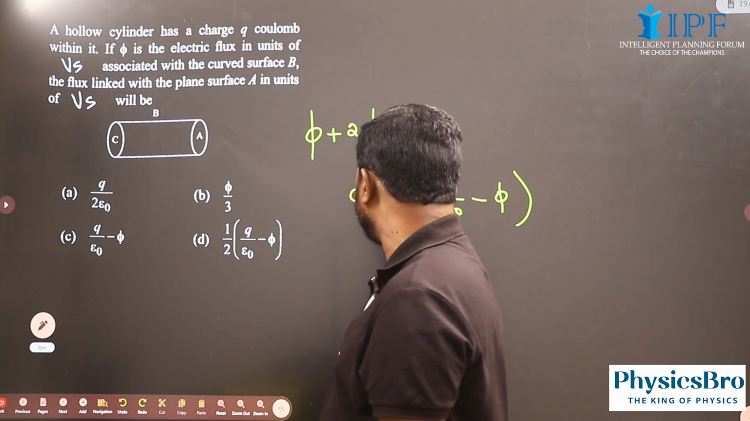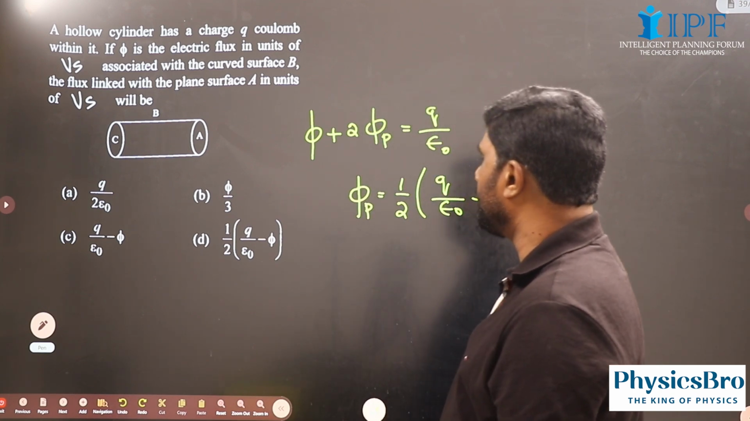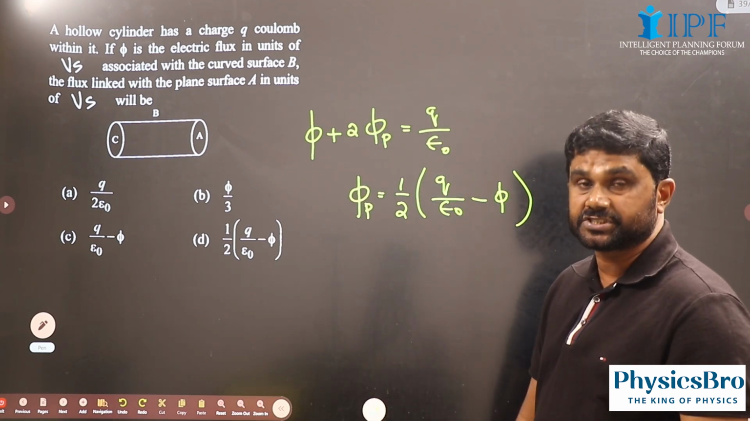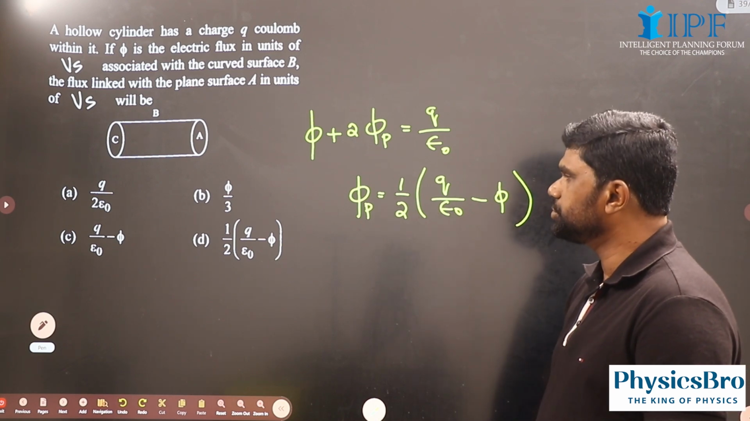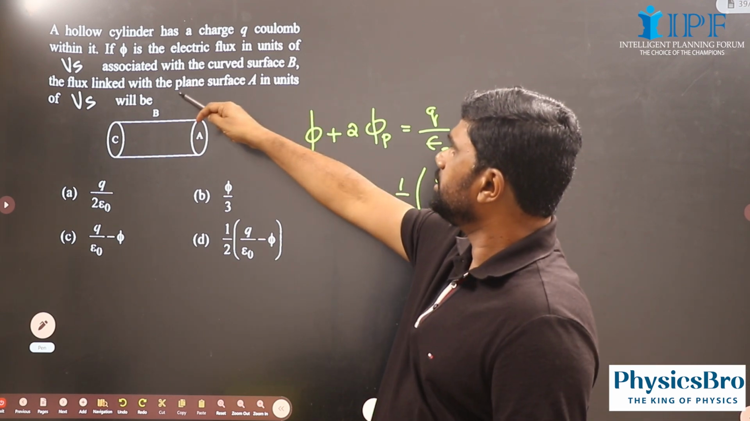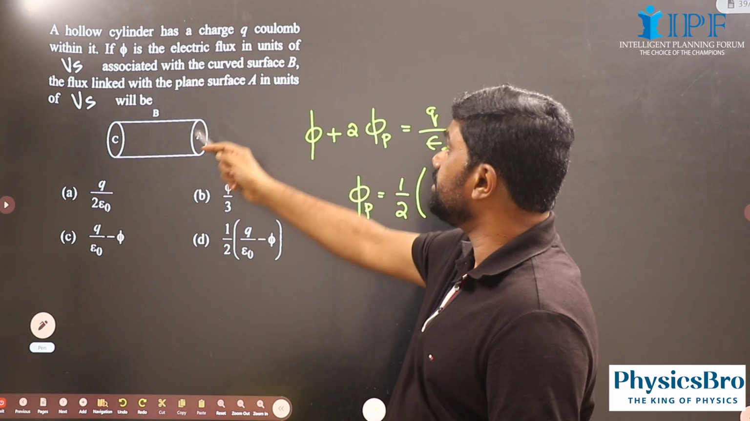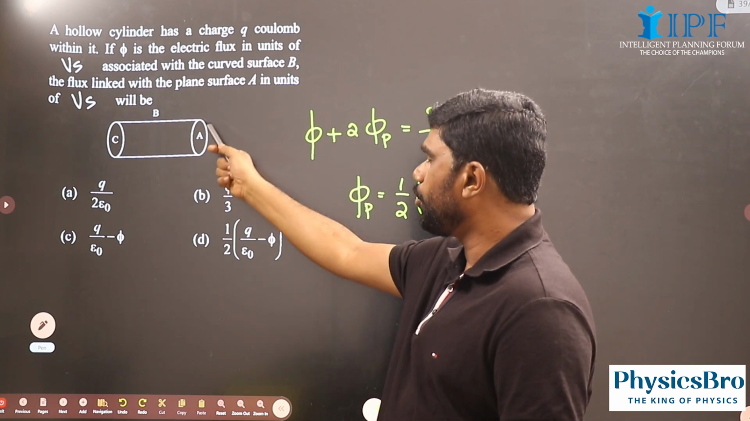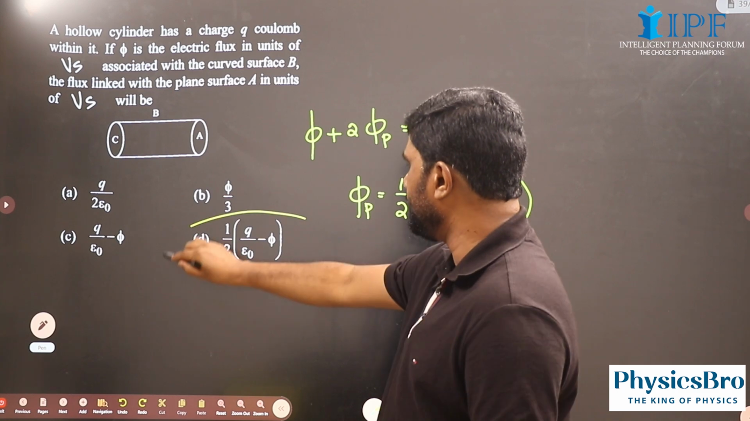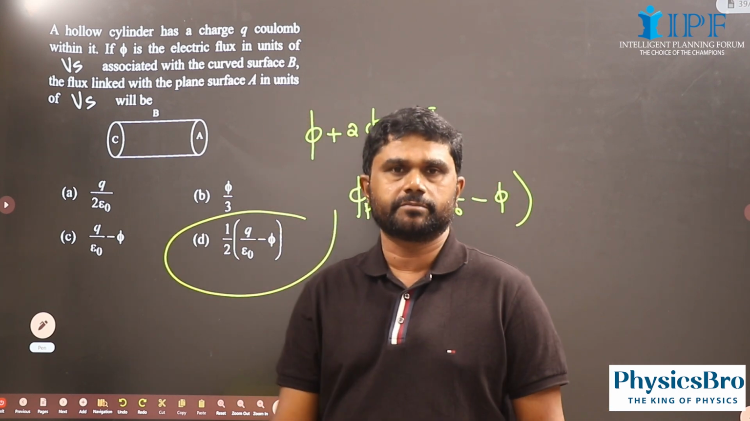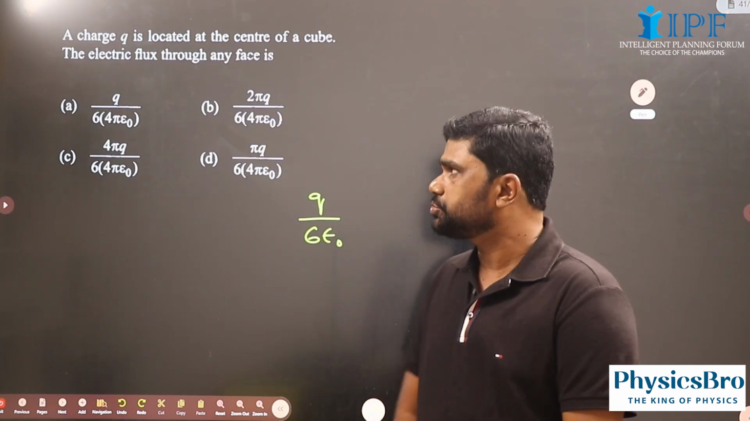Right? Now what we have to find out? We have to find out the flux through one plane surface. So it will be half of Q by epsilon 0 minus phi. See, the flux linked with the plane surface A, okay, only this one, that will be half of Q by epsilon 0 minus phi, this one. Now let's see the next question.